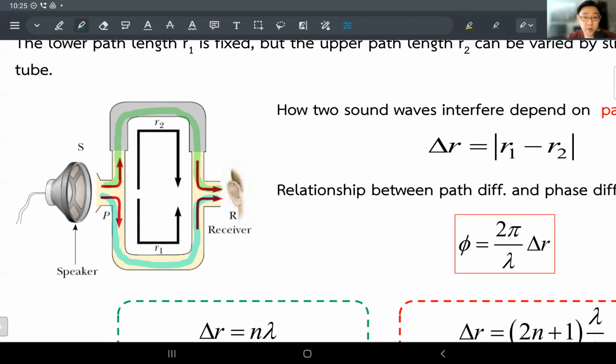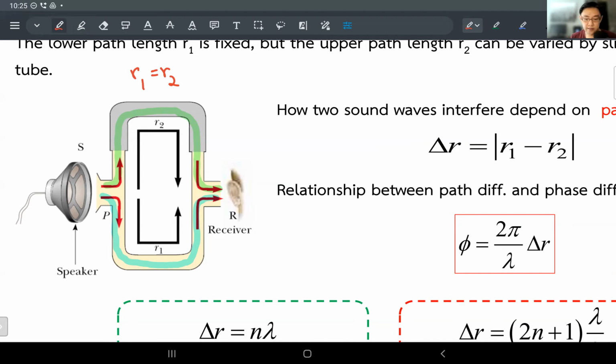Now here comes the question, and I think this one is easy to answer. What happens if R1 and R2 are exactly the same? What kind of interference are you supposed to receive at the receiver? What do you think?